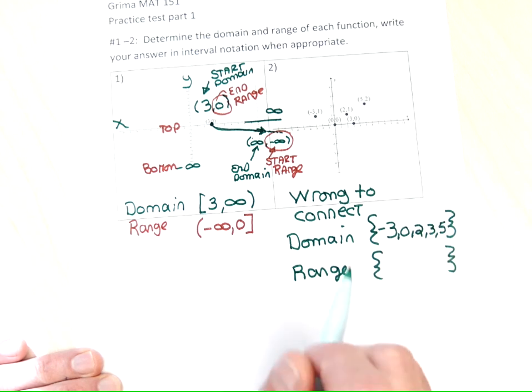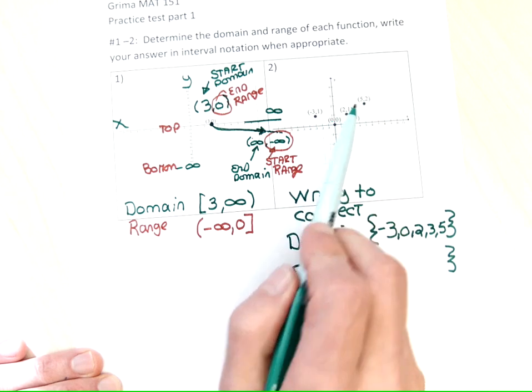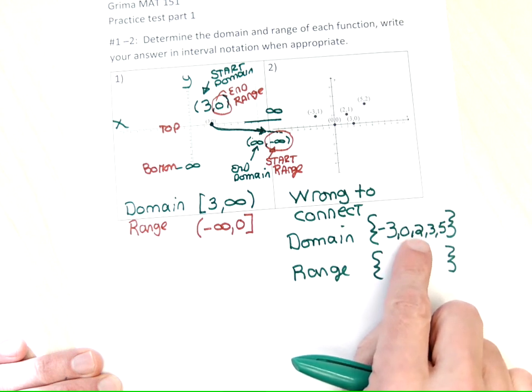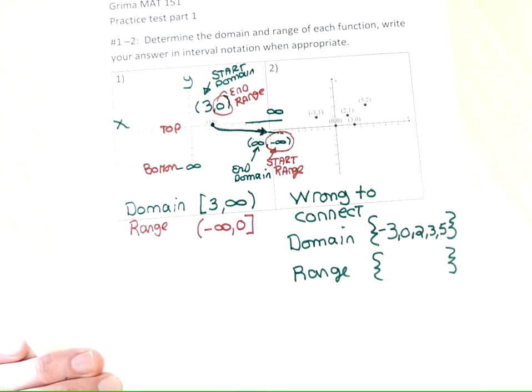Domains are x's. When points aren't connected, you need all the individual x's, and your order could be different. You could have written 0, 2, 3, negative 3, 5. Whichever order you write is up to you.